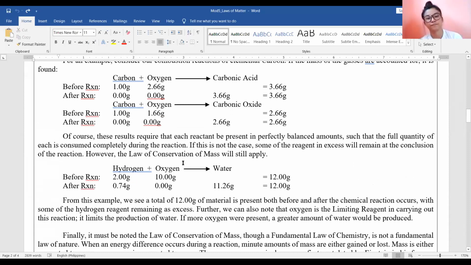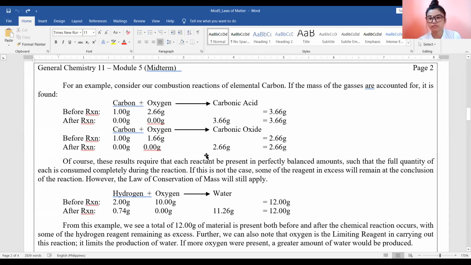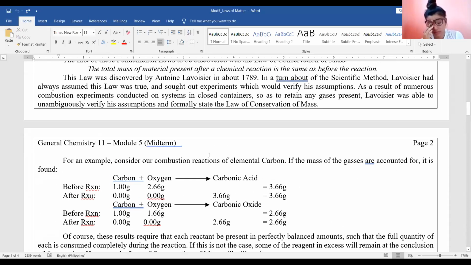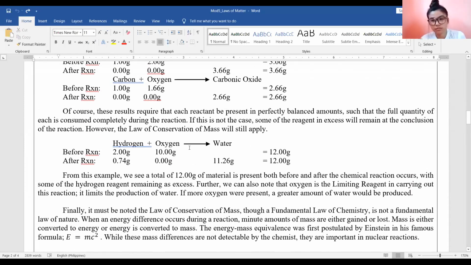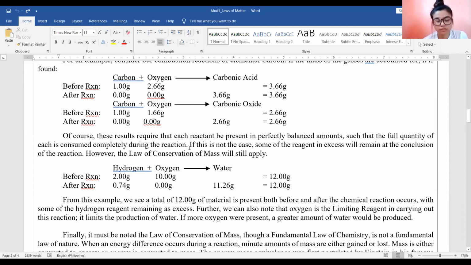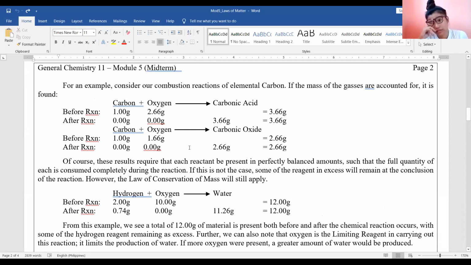Okay? So the law of conservation of mass as well is an outlet to percentage composition, which we're going to discuss in pre-final. So after this lesson, we'll proceed with percentage composition, then chemical reaction diagram.